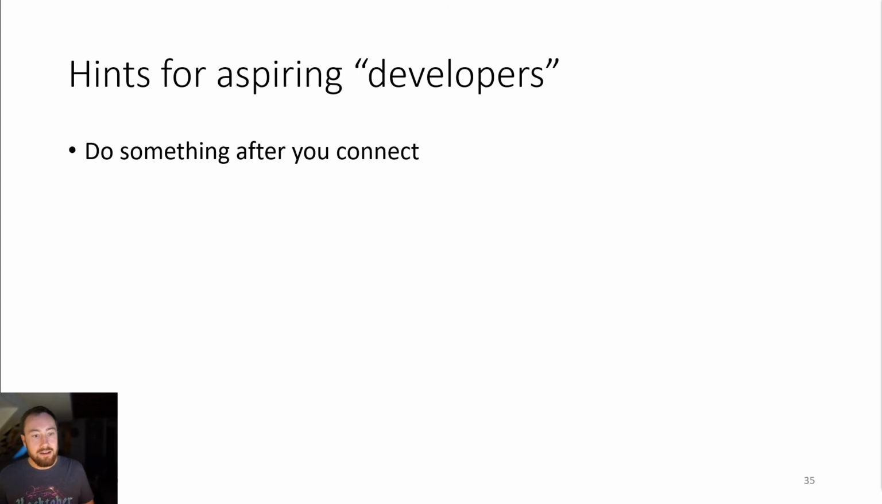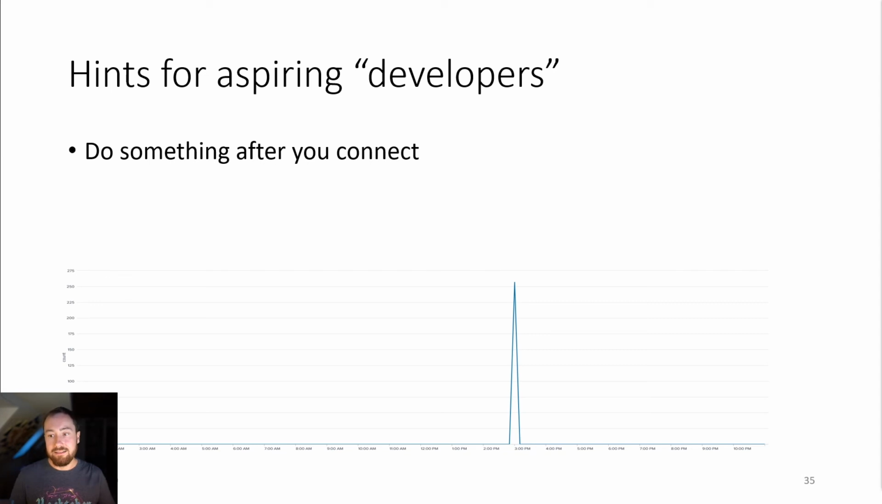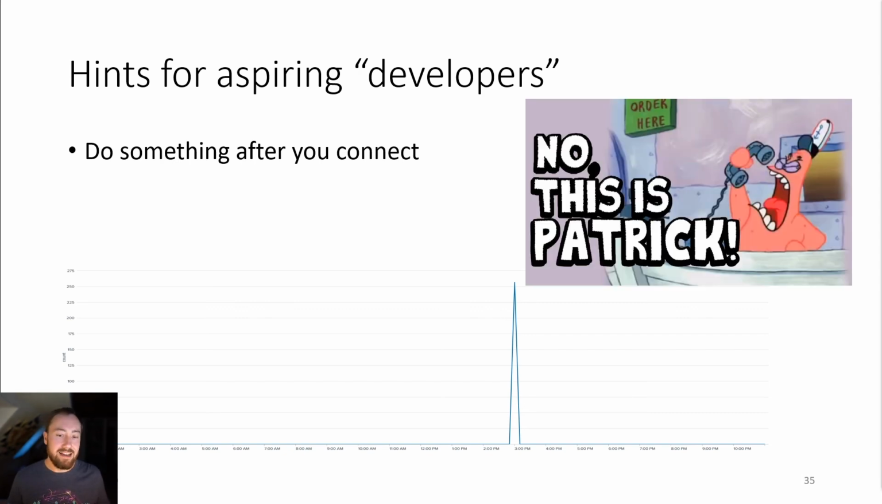So what have I found as well? I can give some best practices maybe for aspiring developers, which is maybe do something after you connect. This is something from my SMTP honeypot, and as you can see, this is the connection count per minute. There is a barely noticeable spike with 250 connections from a single IP in 2 minutes. I mean, maybe my honeypot is broken, but it feels a little bit like this.